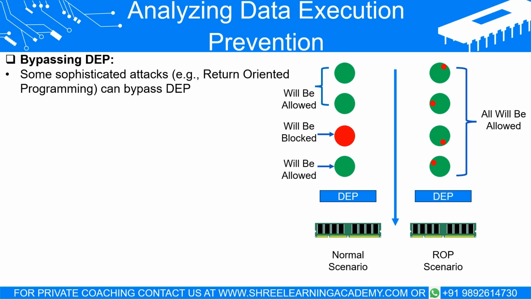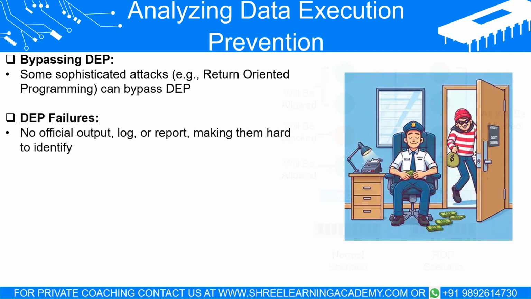To make this clearer, think of DEP as a guard who only allows authorized personnel to enter certain areas. In an ROP attack, the attacker disguises himself as an authorized person by using pieces of authorized code, so the guard lets him through.